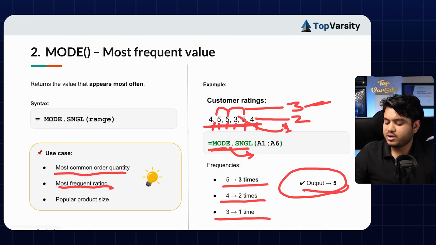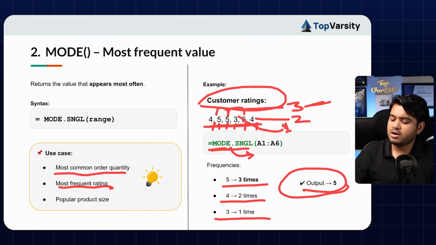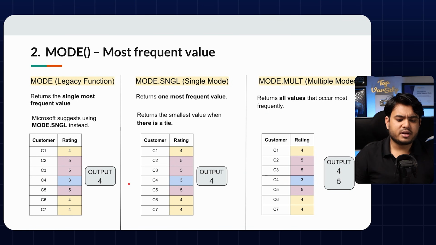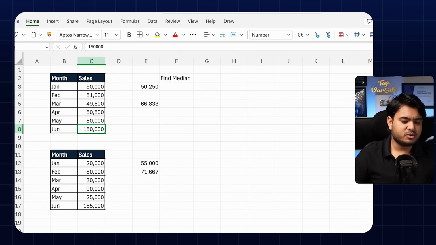Okay, then most frequent rating. So this is customer rating. We saw customer ratings like 3 star, 5 star, 4 star, and a popular product size. Similar usages are there, so you can use this. Now there are 2-3 things. Okay, let's go to our Excel sheet and let's see what we can do with MODE.